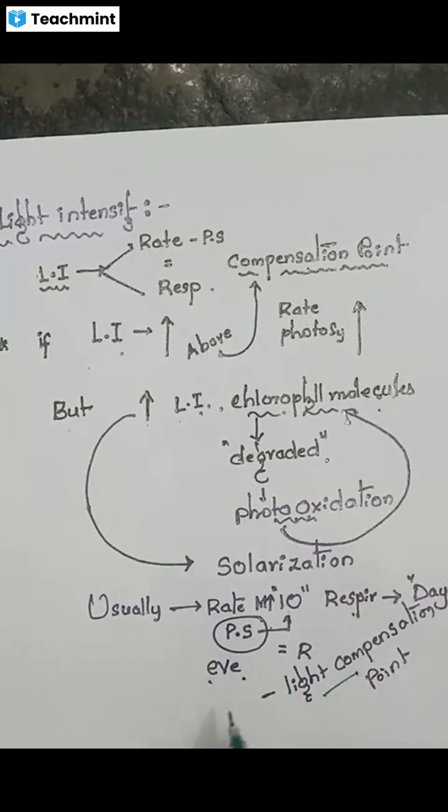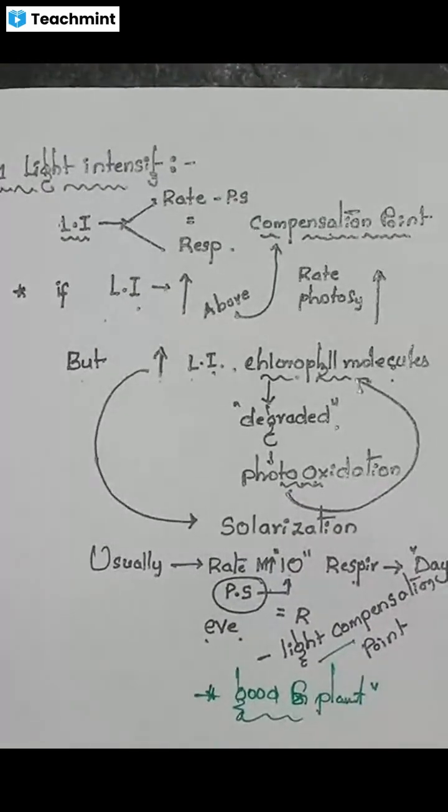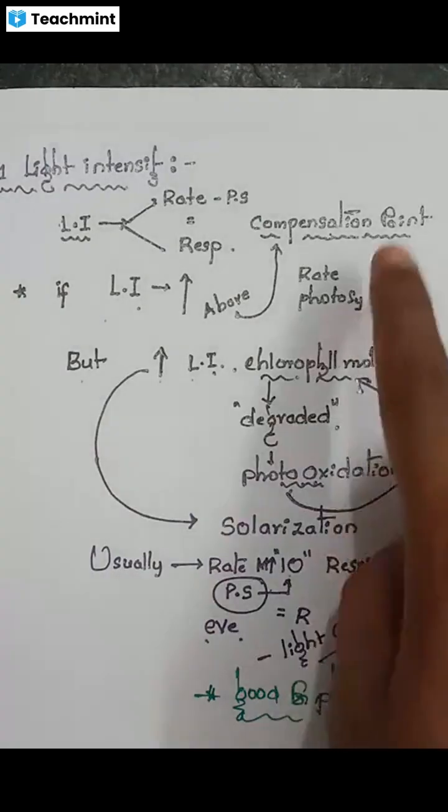It is not good for plants. So this is the first factor affecting photosynthesis, the first external factor. So clear. Once again, the first external factor is light intensity. The light intensity at which the rate of photosynthesis equals the rate of respiration is called the compensation point.